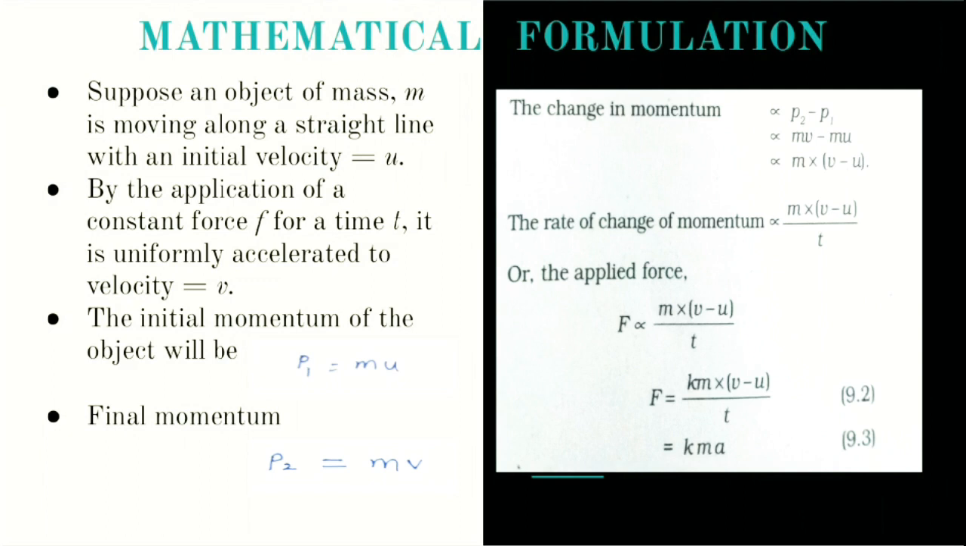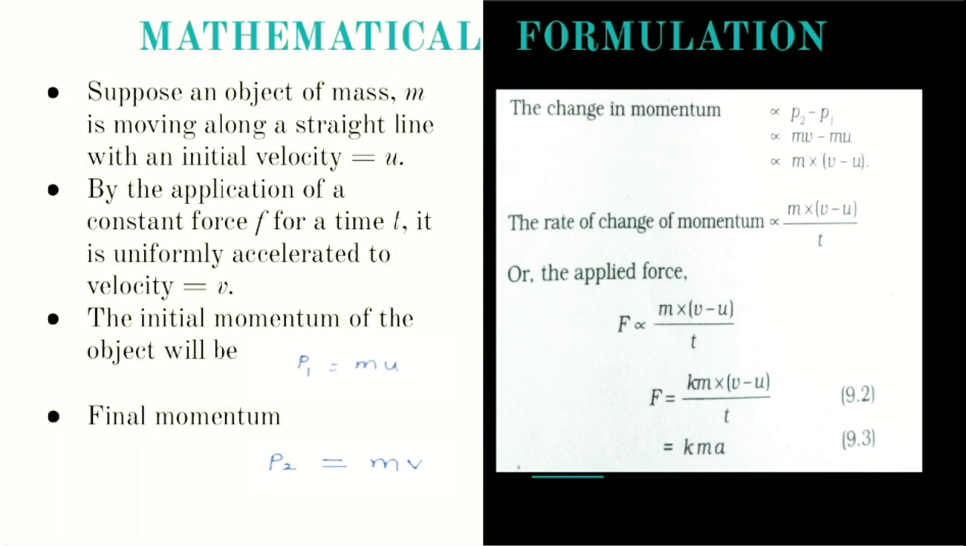The change in momentum is proportional to p2 minus p1. This is proportional to mv minus mu, and this is proportional to m into (v minus u). This shows the rate of change of momentum is proportional to m into (v minus u) by t, or the applied force F is proportional to m into (v minus u) upon t.